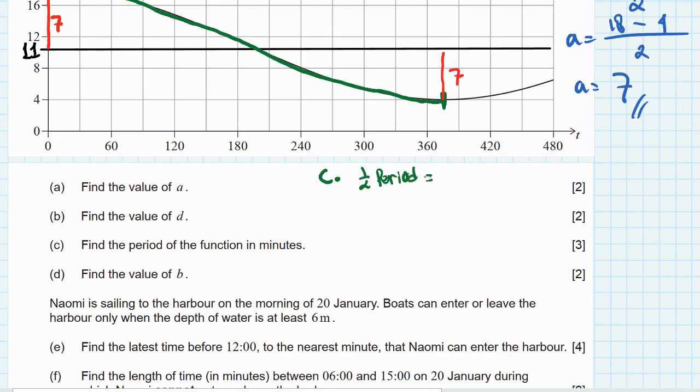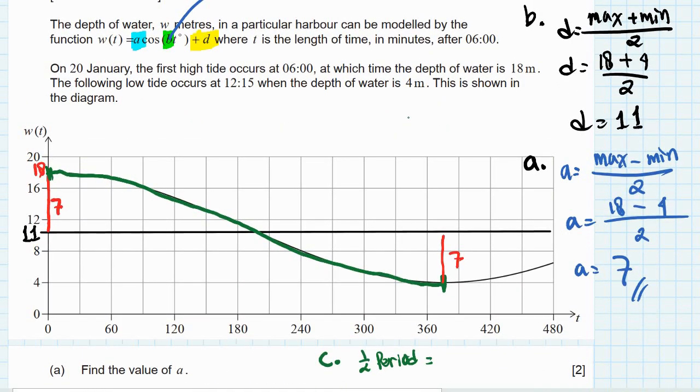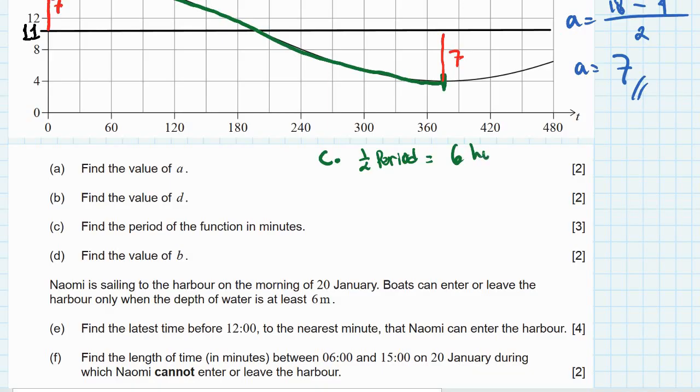Half period is equals with 12:15 from 6 a.m. until 12:15 a.m. It means how many hours? 6 hours and 15 minutes. Okay, but the time is in minutes, so we have to change this. 6 hours and 15 minutes is equals with 6 times 60 plus 15. From 1 hour, we have 60 minutes. We have 6 of them, so multiplied by 6 plus 15 from 15 minutes.